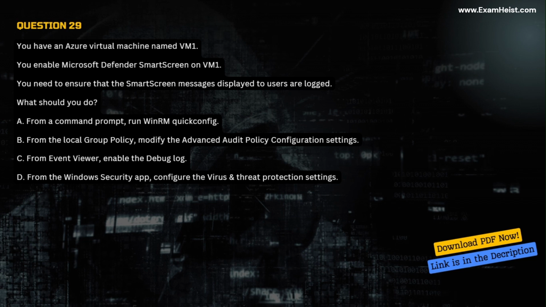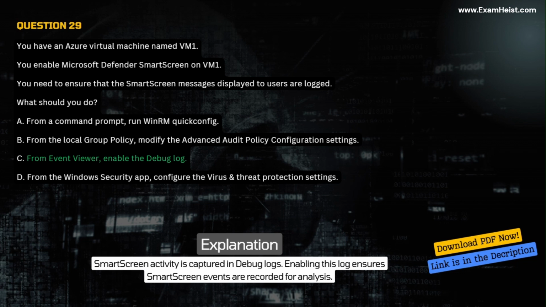From a command prompt, run winrm quickconfig. B. From the local group policy, modify the Advanced Audit Policy configuration settings. C. From Event Viewer, enable the debug log. D. From the Windows Security app, configure the virus and threat protection settings. Correct answer C. From Event Viewer, enable the debug log. Explanation. SmartScreen activity is captured in debug logs. Enabling this log ensures SmartScreen events are recorded for analysis.